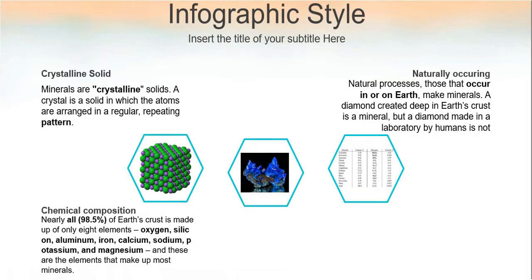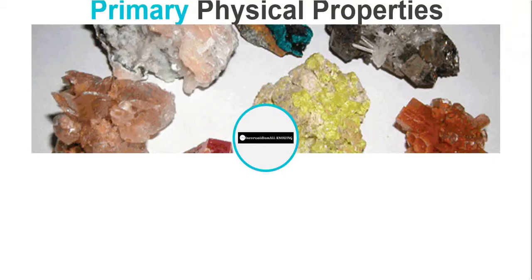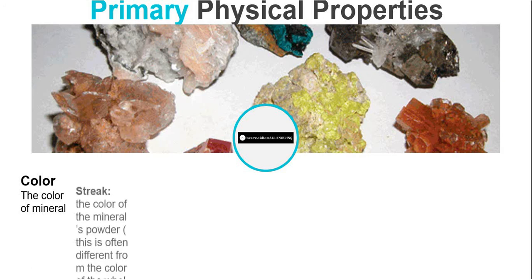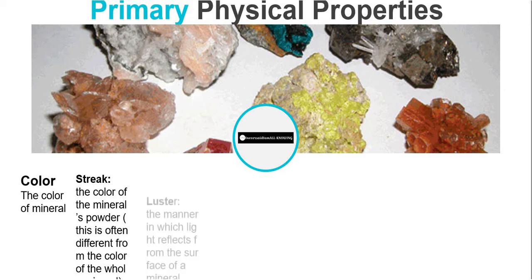So, we have these qualities, and meron din naman tayong primary physical properties ng isang mineral. One is color. There are various types of color present in minerals. So, isa yan sa mga kinoconsider ng scientists, the color of the mineral. Two is streak, the color of the mineral's powder. The color of the mineral's powder is iba sa color ng mineral as a whole. So, magkaiba sila. Isa din yun sa mga consider mo.